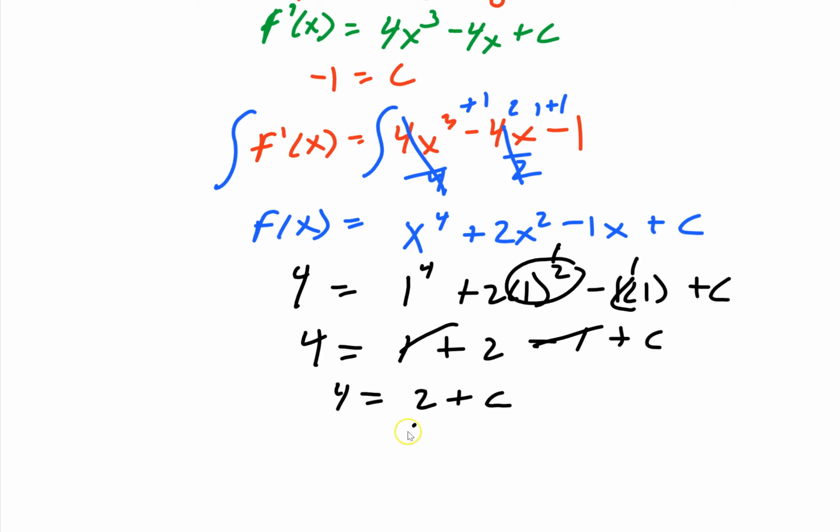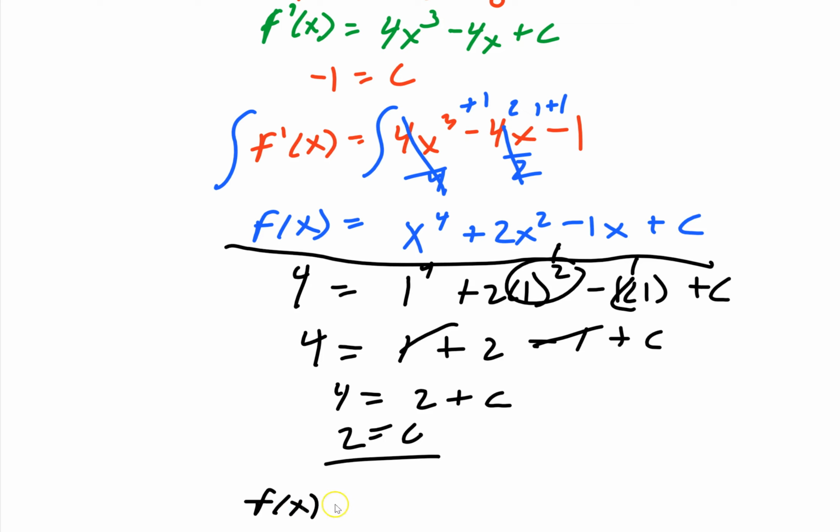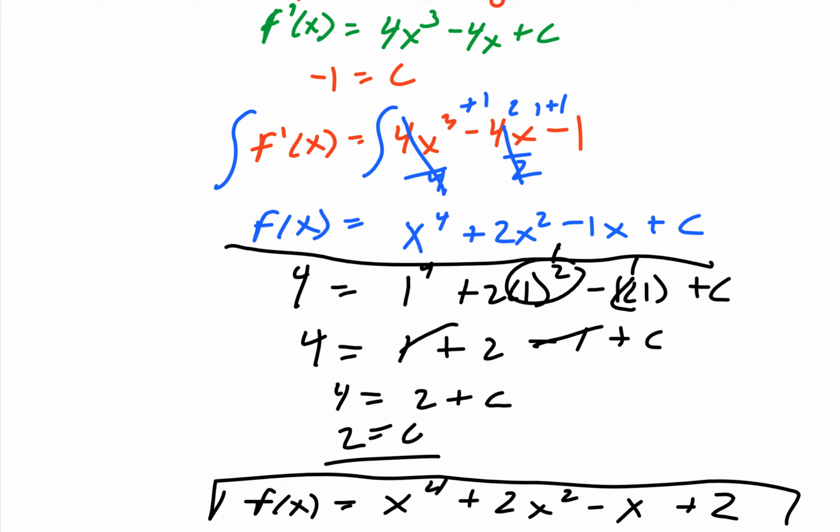So c equals 2. Again, the question wasn't what is c. The question was what's the original function? So plug your c back in. f of x equals x to the 4th plus 2x squared minus x plus 2. And there we go. We are done with the basic rules of integration.